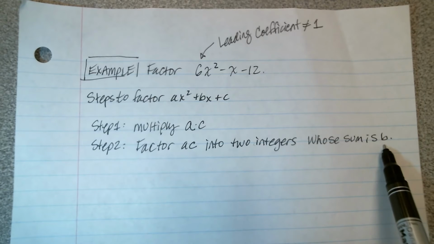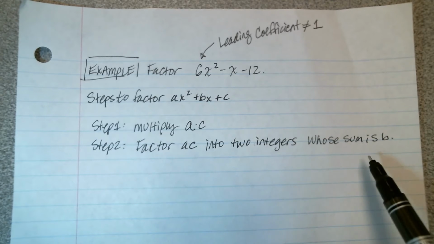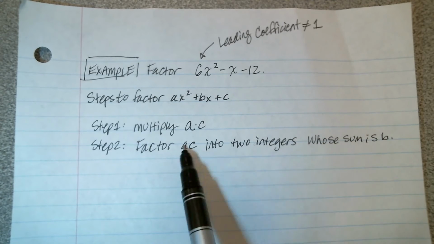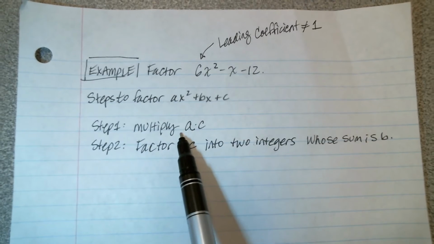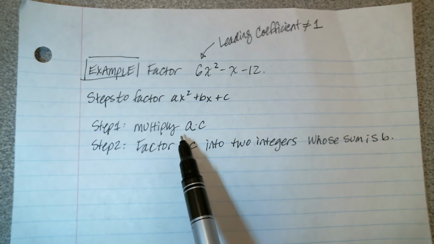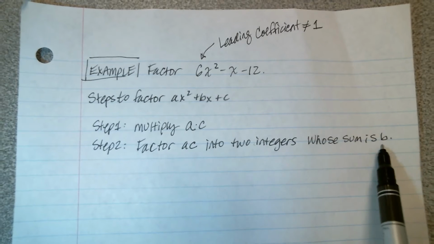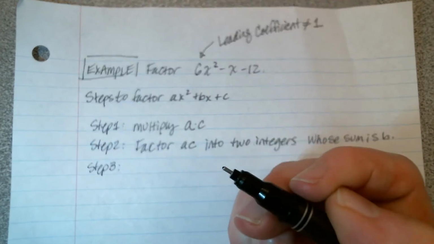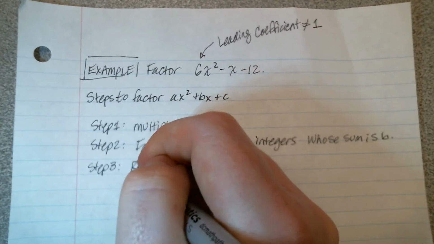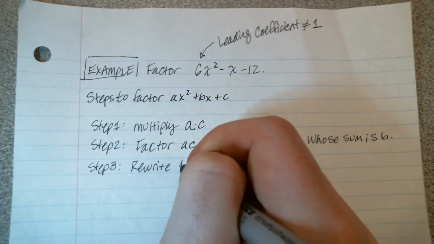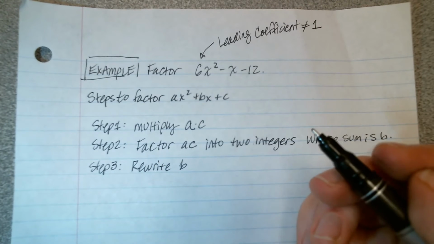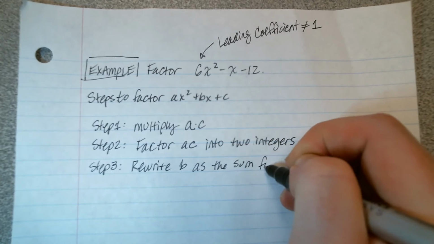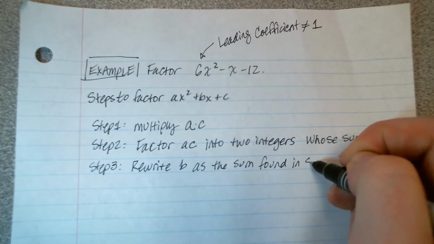So far, this step is a lot like what we did in the previous example when the leading coefficient was 1. So you're going to use the same tactic here. Factor this so that the factors will add up to b. Then in the third step, what we're going to do is rewrite b as the sum found in step 2.